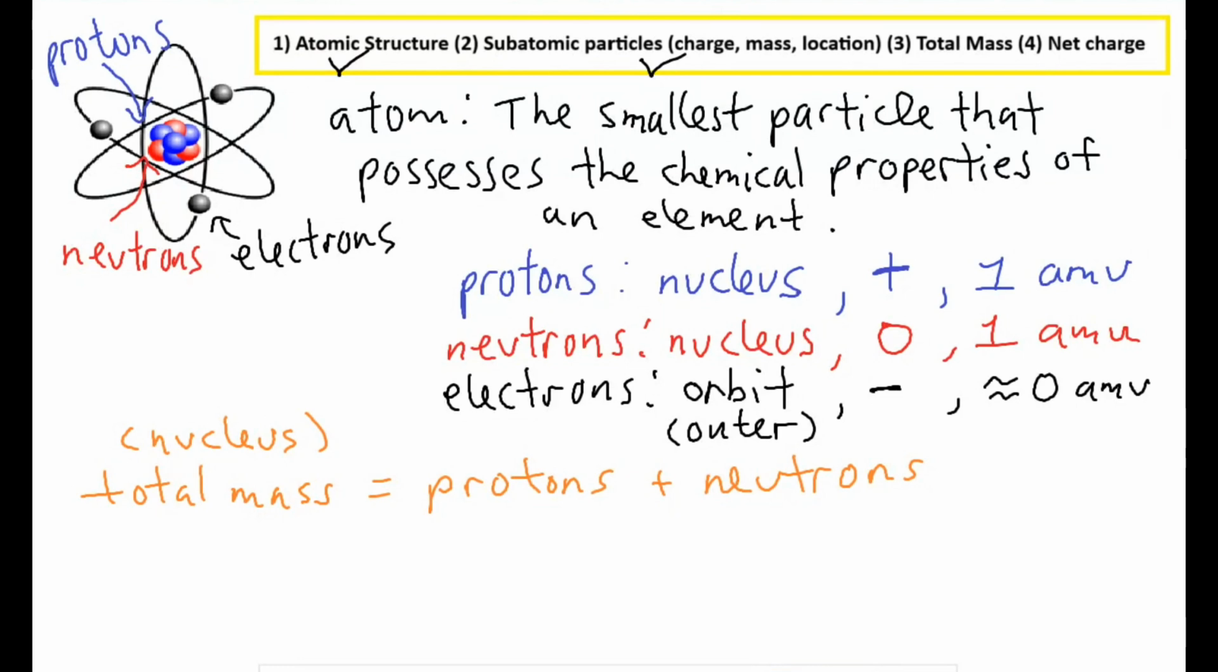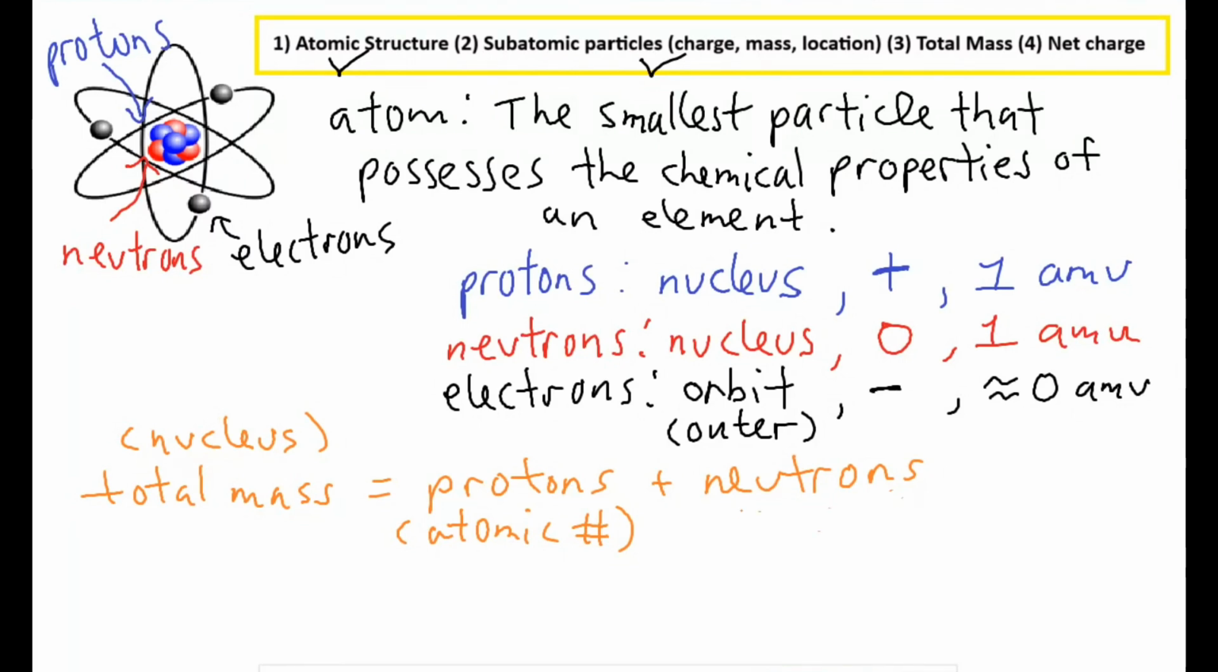And if we had the total mass and one of the other variables, then we could find the third one. For example, if we knew the total mass was 10 and the number of protons was 3, we could take 10 minus 3 and we would know that there's 7 neutrons. So you can solve for any of the 3. It's not just a formula just for total mass. It might be one to solve for the protons, which is going to be the same as the atomic number on your periodic table, or you can use it to solve for the amount of neutrons as well.